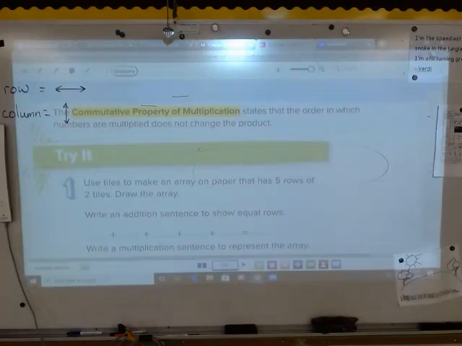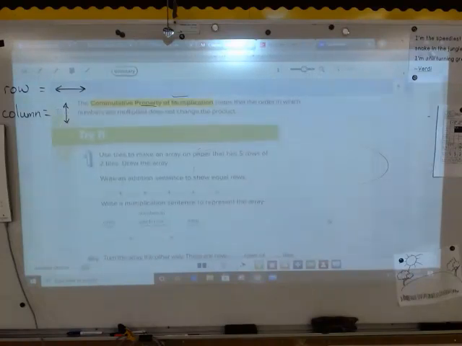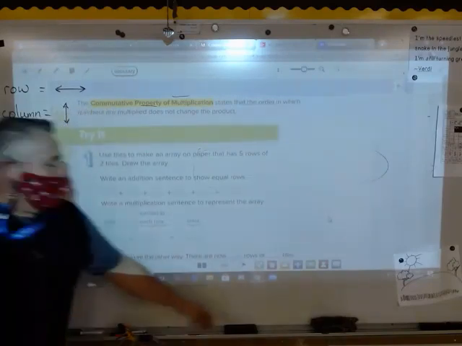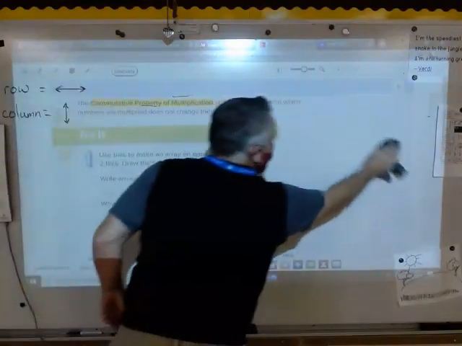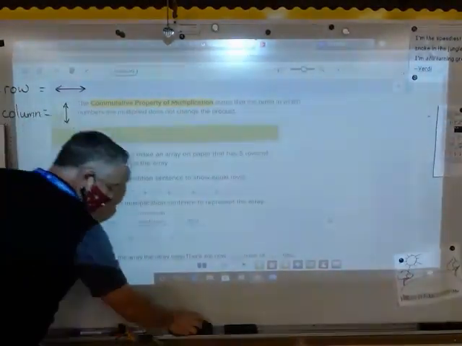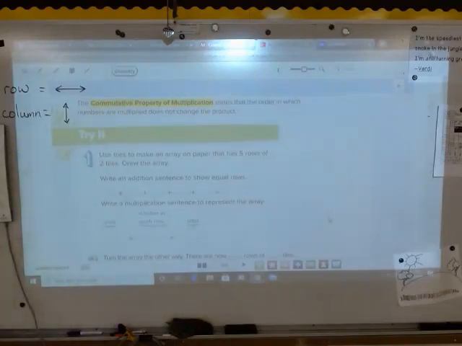Okay, so we put down, let's make that smaller. Okay, so we have what the commutative property is. And arrays help us kind of see the commutative property a little bit easier when we work with them. All right. So if we look at this, it says use tiles to make an array. We're just going to draw the tiles. 5 rows with 2 tiles. 5 rows of 2 tiles. See if you can do that on your own.